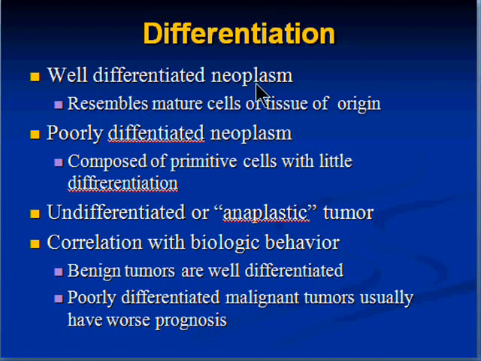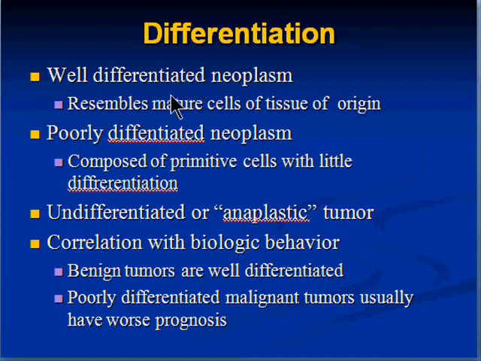If cancerous or neoplastic tissue looks extremely close to the cells from which it originated, we call that a well degree of differentiation. And as you might guess, well differentiated neoplasms might be difficult to diagnose because they look so closely like the original normal tissue.